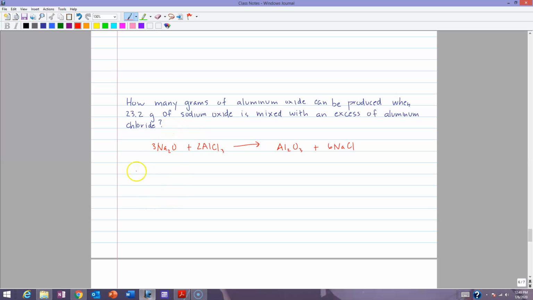Now, my given is in sodium oxide, so I'm going to take 23.2 grams of sodium oxide, and I'm going to first convert that to moles. Then I can convert from my given to my unknown. So I'm going to convert from moles of sodium oxide to moles of aluminum oxide. Then I can finally convert to grams of aluminum oxide.